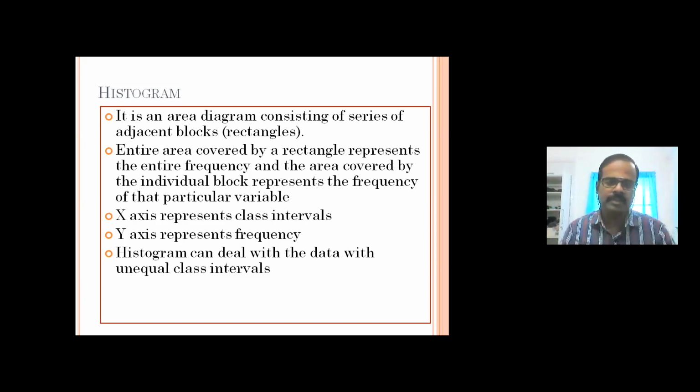The entire area covered by the rectangle represents the entire frequency. We have seen just now a class interval of 0 to 10, and some number of employees getting some dollars from 0 to 10. So that is called an area. The area covered by an individual block represents the frequency of that particular variable. So what is on the x-axis? Class intervals. What is on the y-axis? Frequency. A histogram can deal with data even with unequal class intervals also.